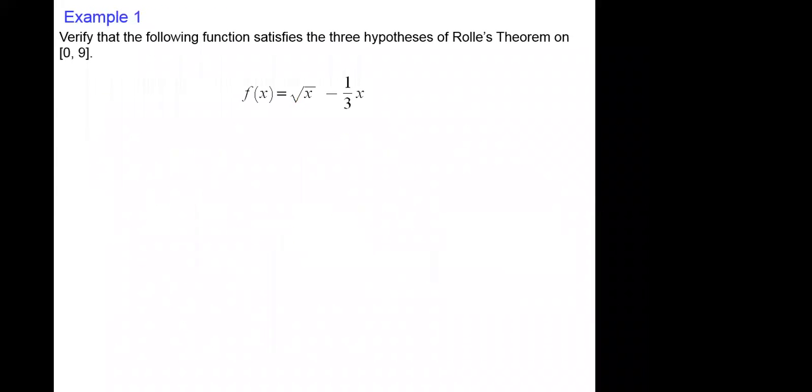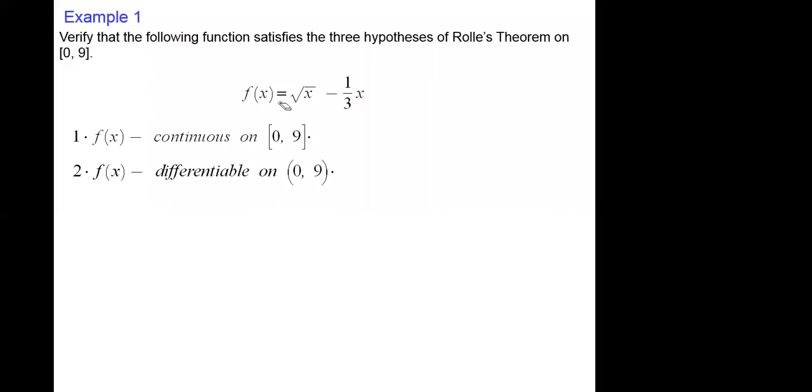Let's look at the first function. Verify that the following function satisfies the three hypotheses of Rolle's theorem on the interval from 0 to 9. The function is defined as the square root of x minus 1/3 x. A root function and a linear function, the difference of two continuous functions, is definitely continuous, especially on the domain from 0 to 9. It's differentiable because it's a smooth function and a linear function, even if we compute the derivative.